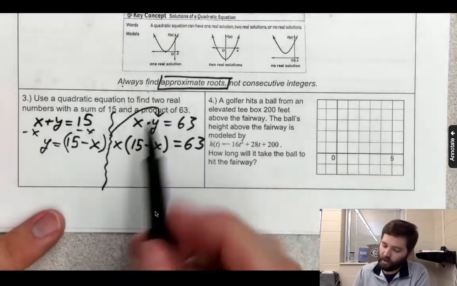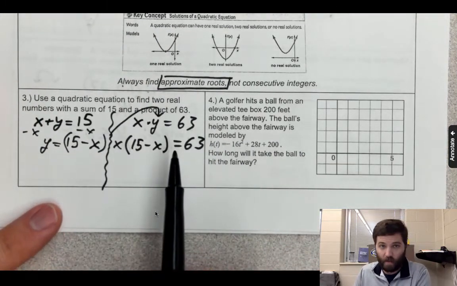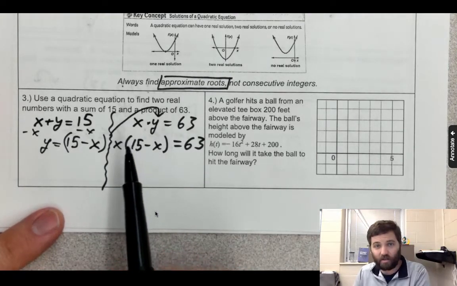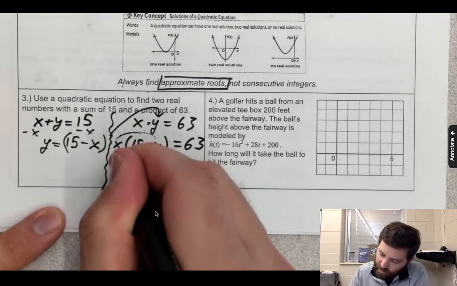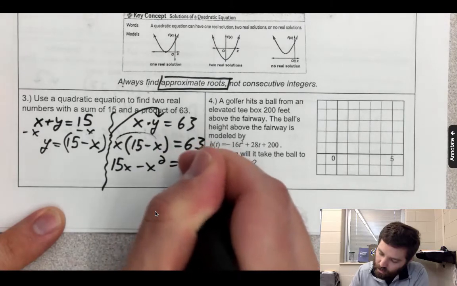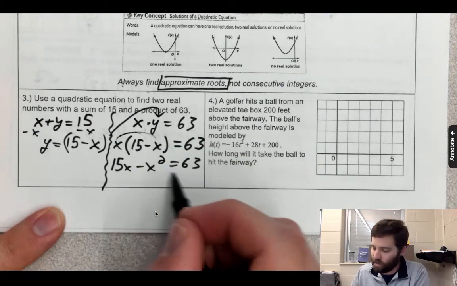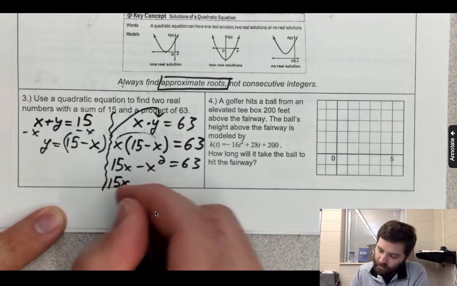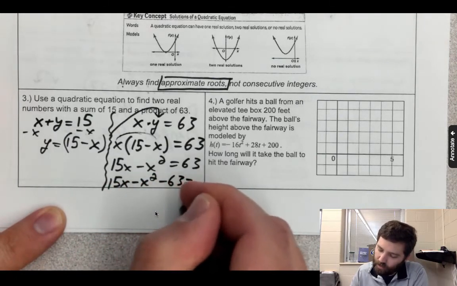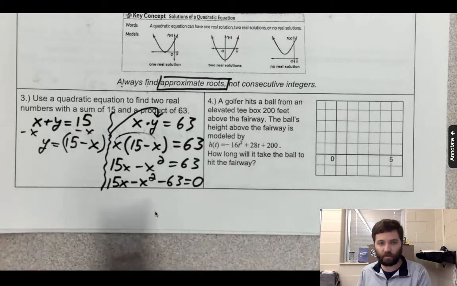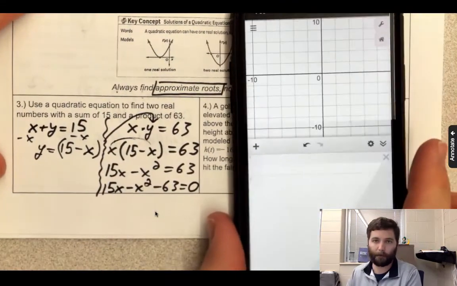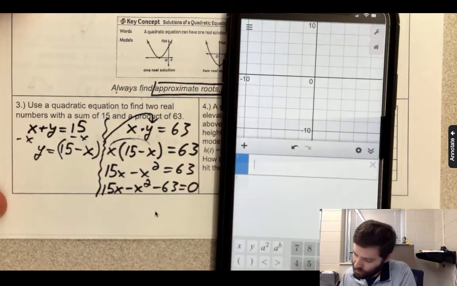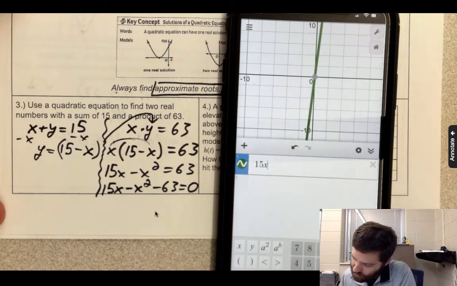And then I'm going to solve this equation by moving everything to one side and graphing the related function and finding the zeros. So x times 15, x times x, that'll give me 15x minus x squared equals 63. I'm going to move the 63 over to the left so I get 15x minus x squared minus 63 equals 0. And then I'm going to graph it to find the solutions. So let's hop over to Desmos. And I'm going to put in 15x minus x squared minus 63.